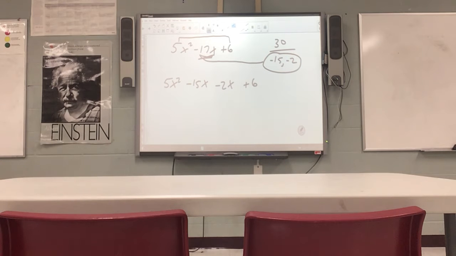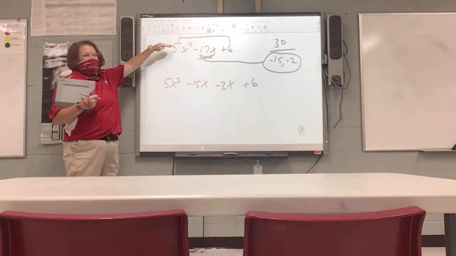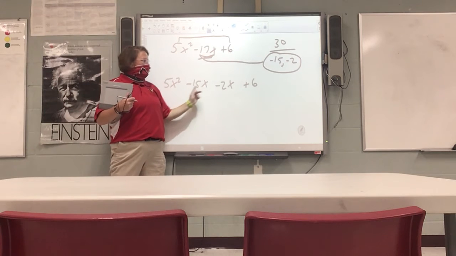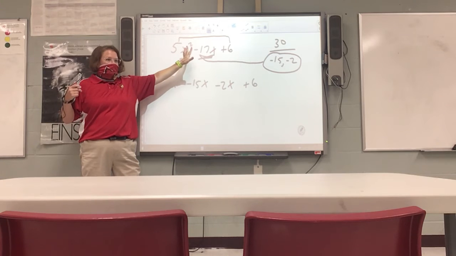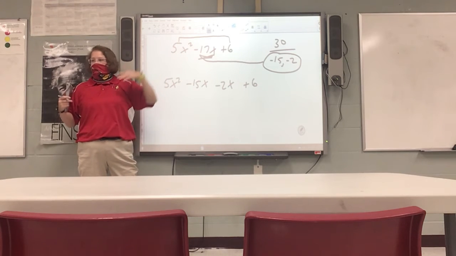Okay, I've not changed the value of this at all, because what is negative 15 minus 2? Negative 17. So, math legal so far. Don't call the math police yet.